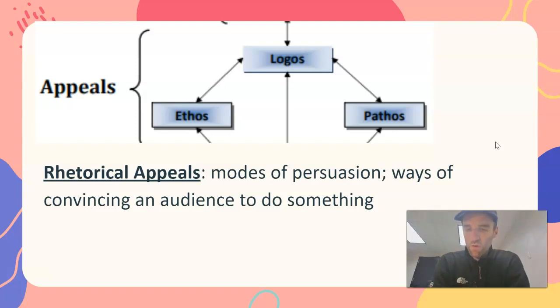Write this down. Rhetorical appeals are modes of persuasion, ways of convincing an audience to do something. So these are different ways that authors or speakers try to convince people to agree with them or to believe what they're saying or to do something. That is what a rhetorical appeal is.